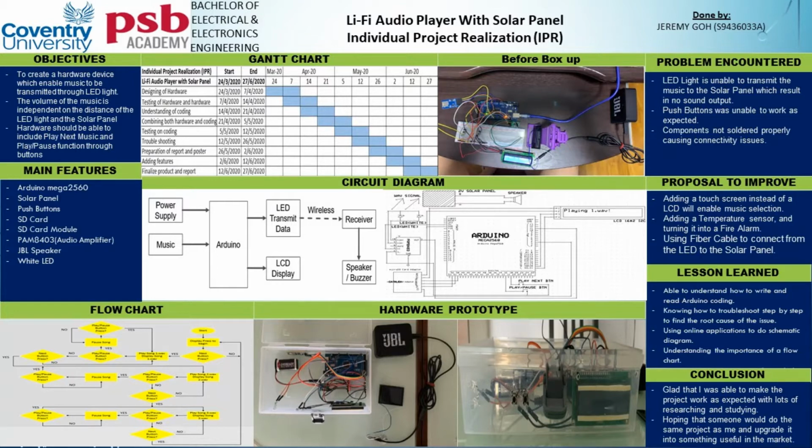So I have proposals to improve. We can add a touchscreen instead of the LCD, which will enable music selection, which is much better, where people can select the music they want. By adding a temperature sensor, you can turn it into a fire alarm, whereby the LED will turn on once the sensor hits a certain temperature. Using fiber cable will also be workable once you connect the LED to the solar panel, whereby fiber cables transmit VLC, and they are made of glass.